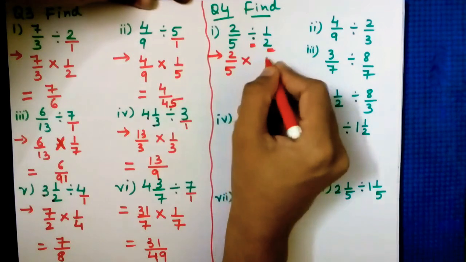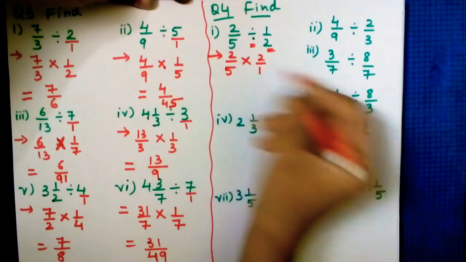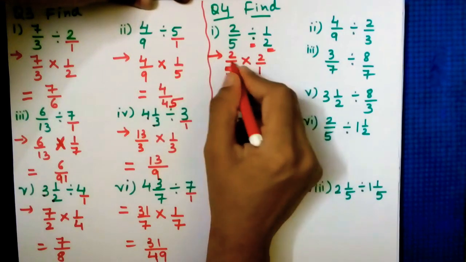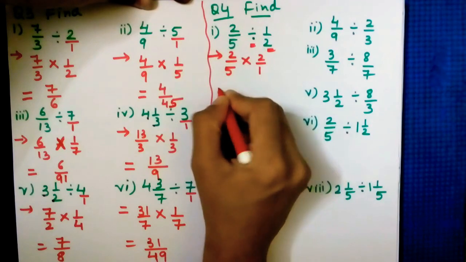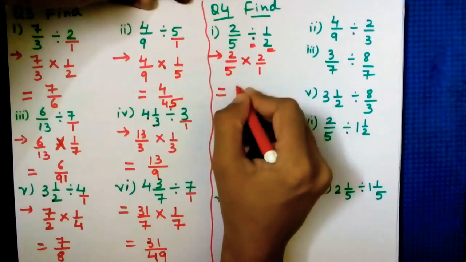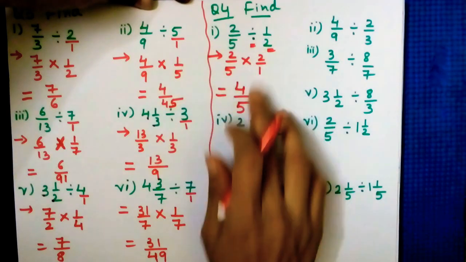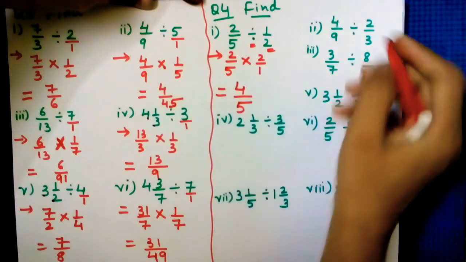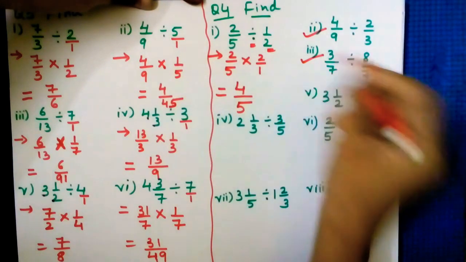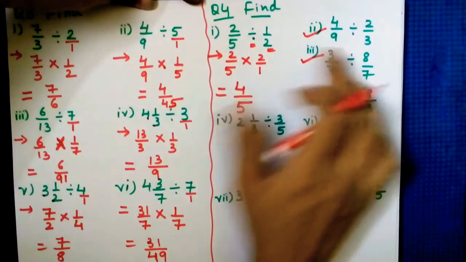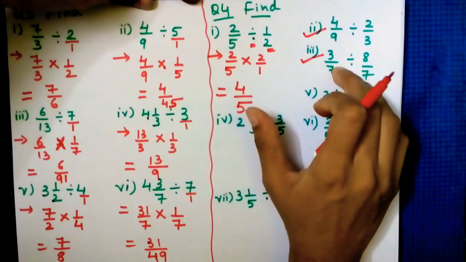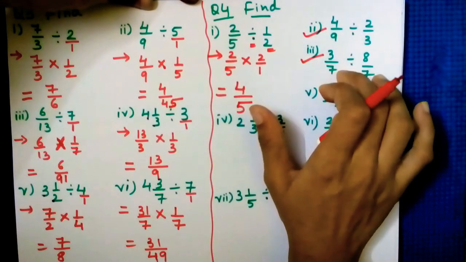1 upon 2 का reciprocal क्या हो जाएगा? It will be 2 upon 1. Again 5 and 2, and this way cancellation is not possible. So multiply. So 2 2s are 4, and here 5 ones will be 5. So first one understood. Now second one and third one is same as first one. So second and third sum you people will try yourself.